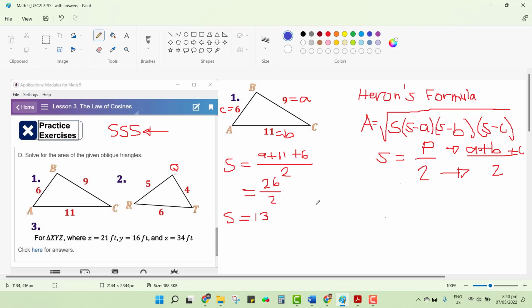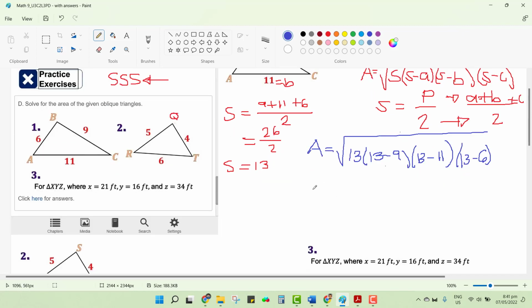Let's use a different color to represent the area. So area is the square root, specifically, of the product of S, 13, times 13 minus the value of A, which is 9, times 13 minus the value of B, which is 11, times 13 minus the value of C, which is 6. So area here further is equal to 13 times, you have here 4, times, you have 2, times 7.